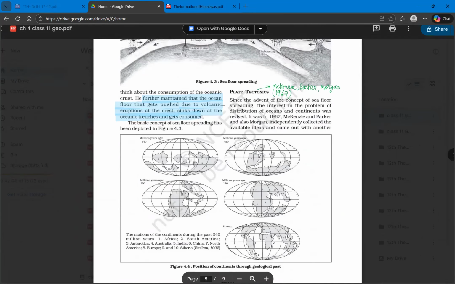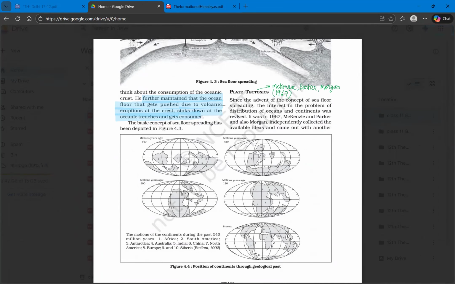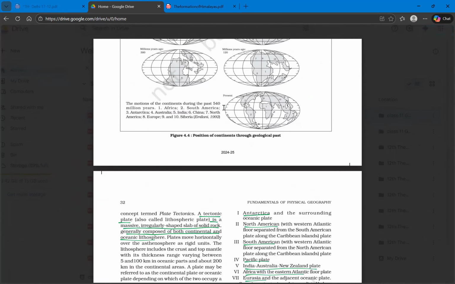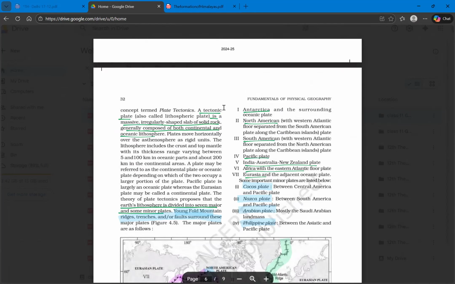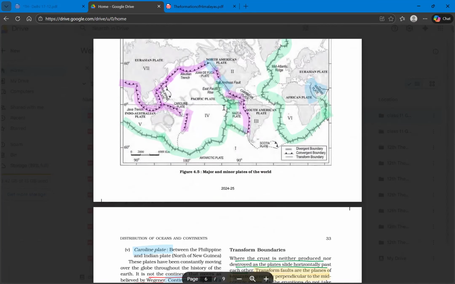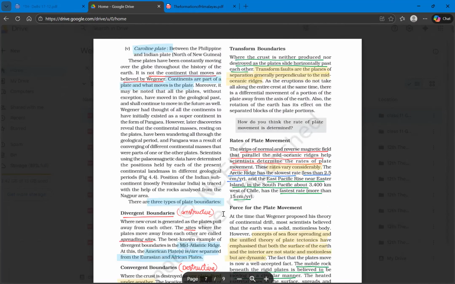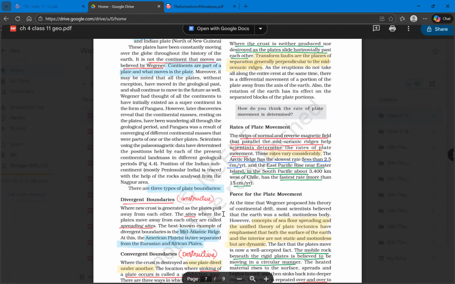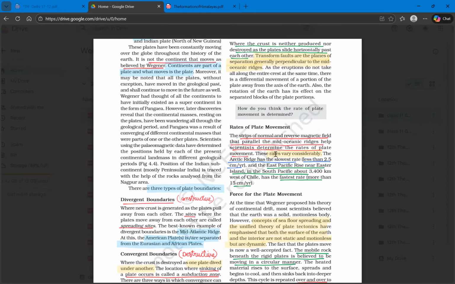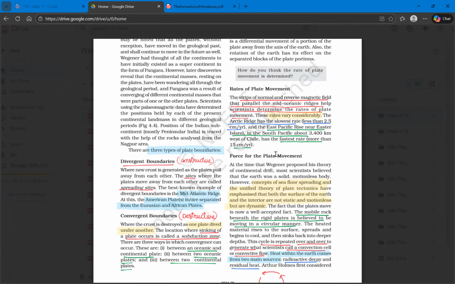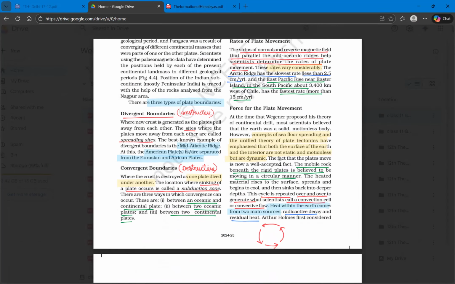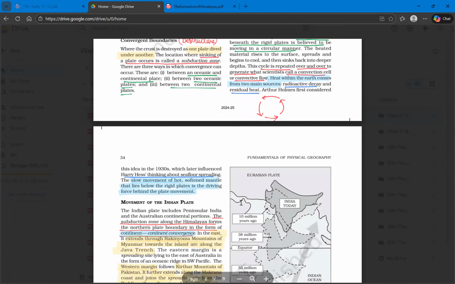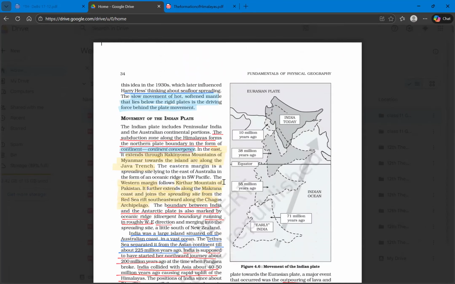And then we learned plate tectonics, which was given by McKenzie, Parker, and Morgan in 1961. In this, we learned the major and minor tectonic plates, types of boundaries like constructive, destructive, and transform boundaries, and the different speeds of different plates, the fastest being the East Pacific Rise near Easter Island, and the slowest being the Arctic Ridge. And for the force for plate movement, we learned about the convection cell or convective flow. And in the last, we completed the chapter with the movement of the Indian plate.